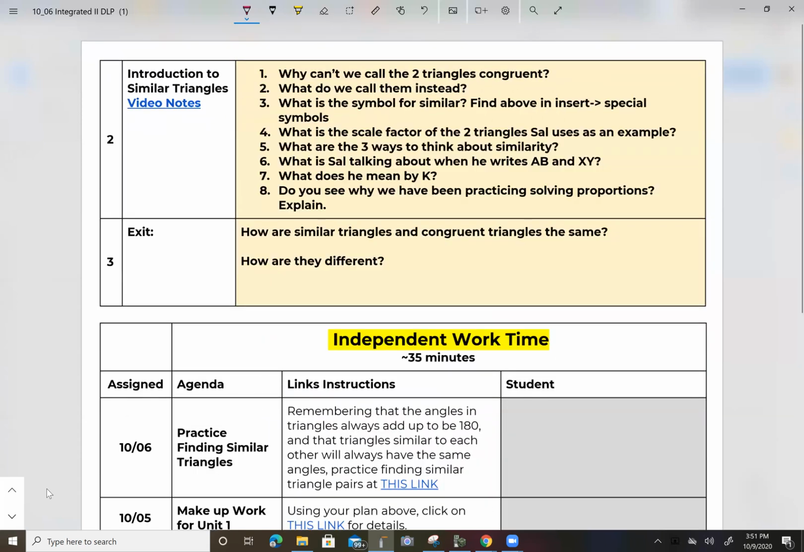What else are we doing? Okay, if you haven't done this yet, you need to watch this video. It is my favorite, Sal Khan. Love him. He's going over an introduction to similar triangles. As you're watching it, you will need to be stopping and answering these questions. And then your exit ticket: how are similar triangles and congruent triangles the same? How are they different?